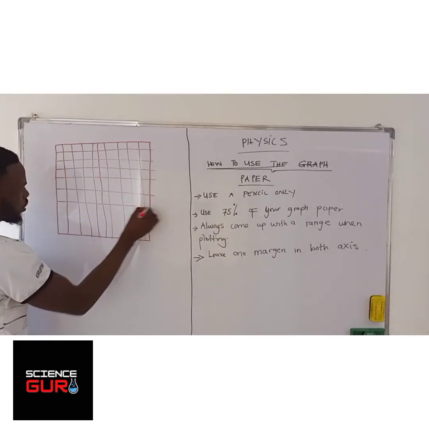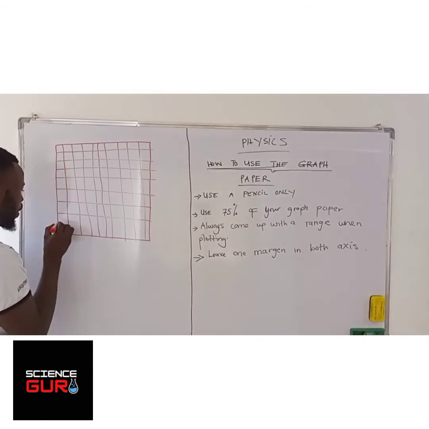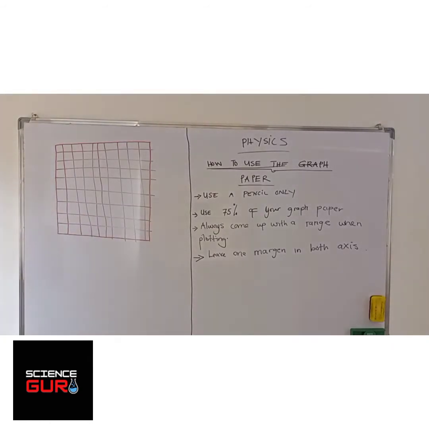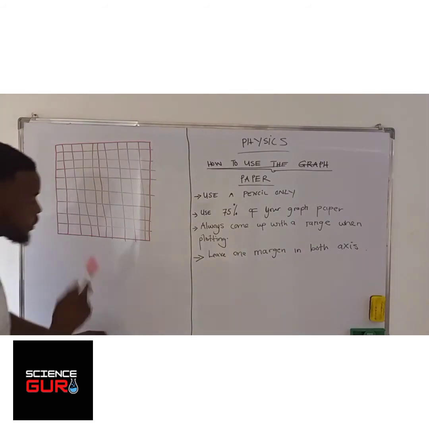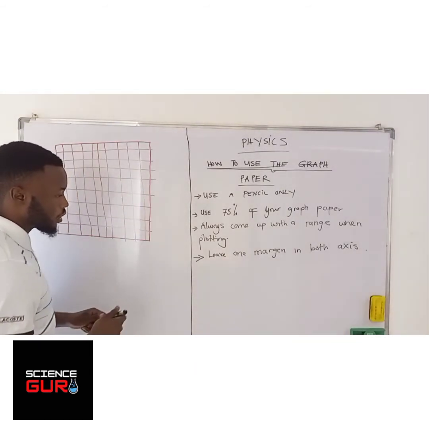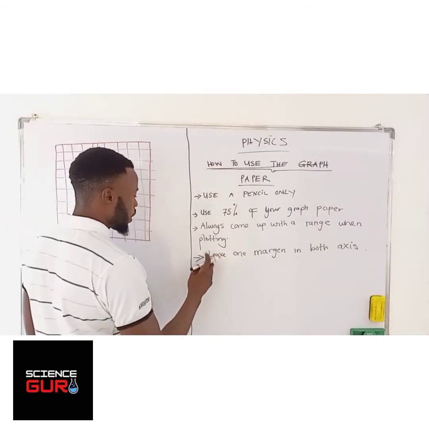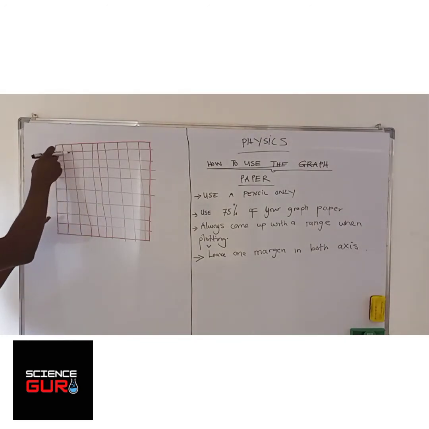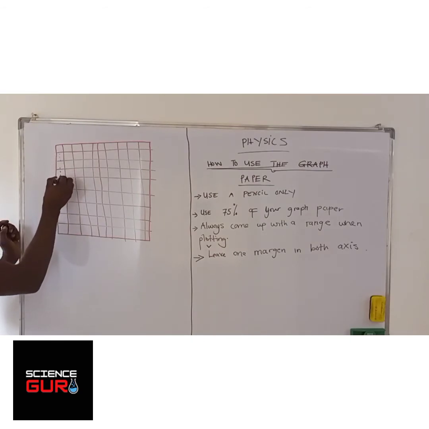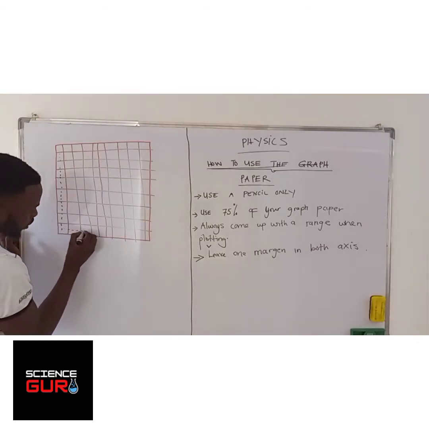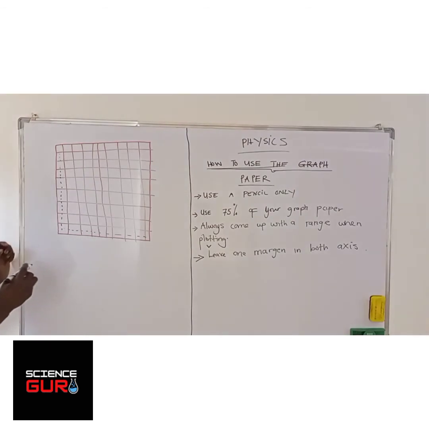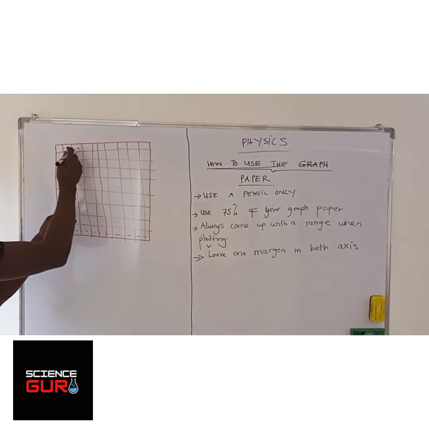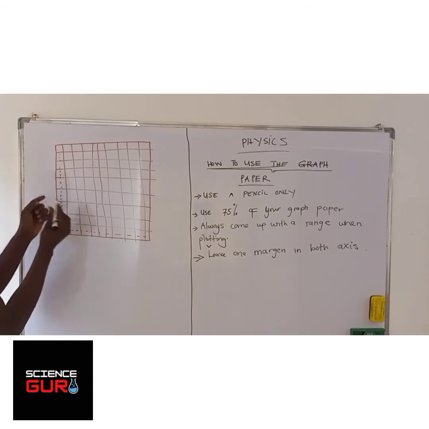So I've given you a simple graph paper. Now, how do you plot? The first thing is this. Always follow the last rule: leave one margin. In plotting, you need to leave this entire part, and also on this side you leave this entire part. Just one part. Do not leave two parts, say 1, 2. No, it will be wrong.